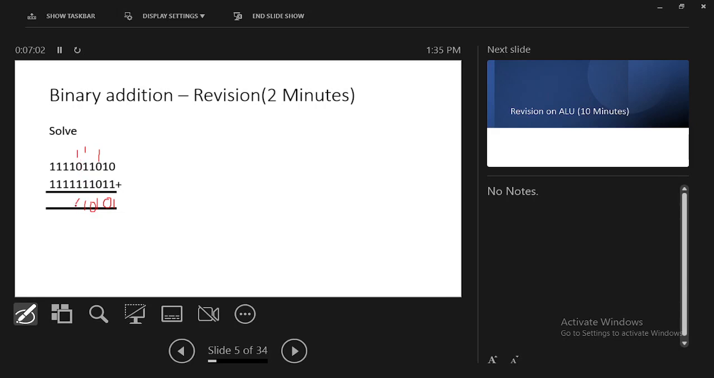1, 1, 0, again it's a 1. 1, 1 goes to here, 1, 1, 1 comes to here, 1 goes to here, 1, 1 comes to here, and 1, 0, 1 comes to here. Okay. Simple question.